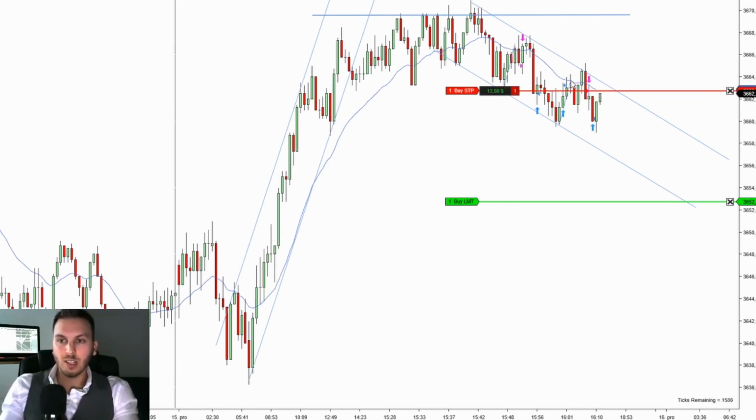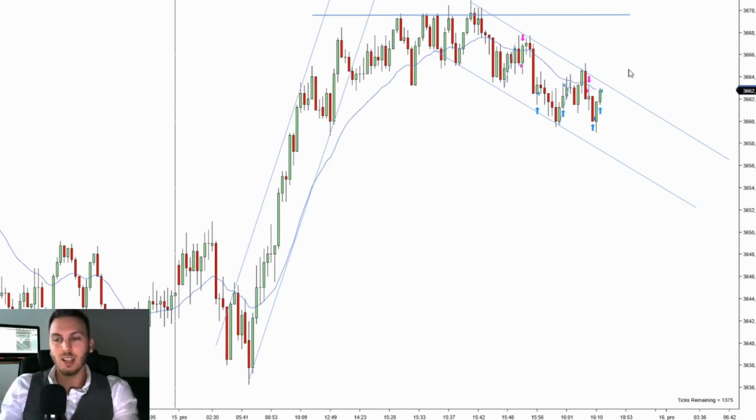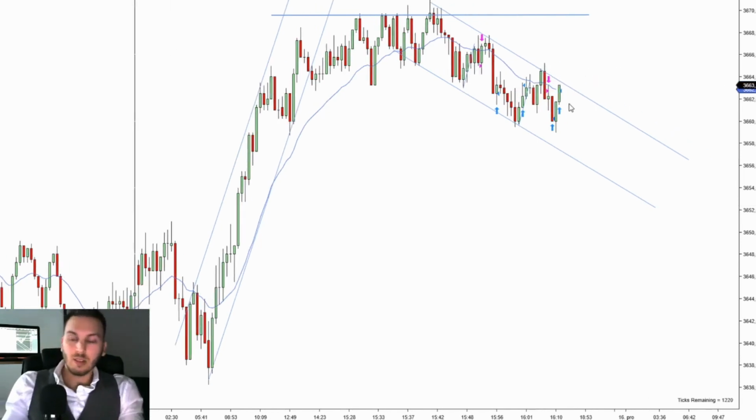And you can see this is first entry and it would have failed on you, because this is why we trade second entries. And unfortunately, runner got stopped out. Never mind.